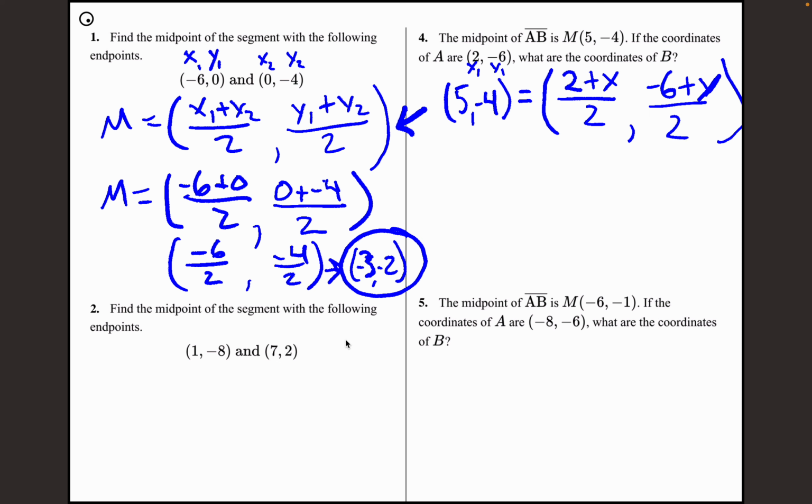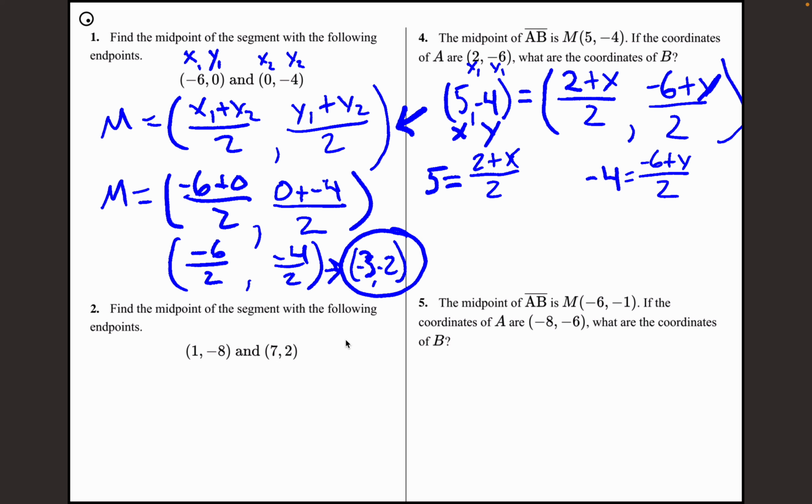Okay? Do we understand just putting it into the equation? Okay. We got to solve for our x and y then. Our midpoint. What number is our midpoint x? 5. Okay, so we're going to put 5 equals what? 2 plus x over 2. All right, what number is our y? Negative 4. So our negative 4 equals what? Okay, negative 6 plus y over 2.